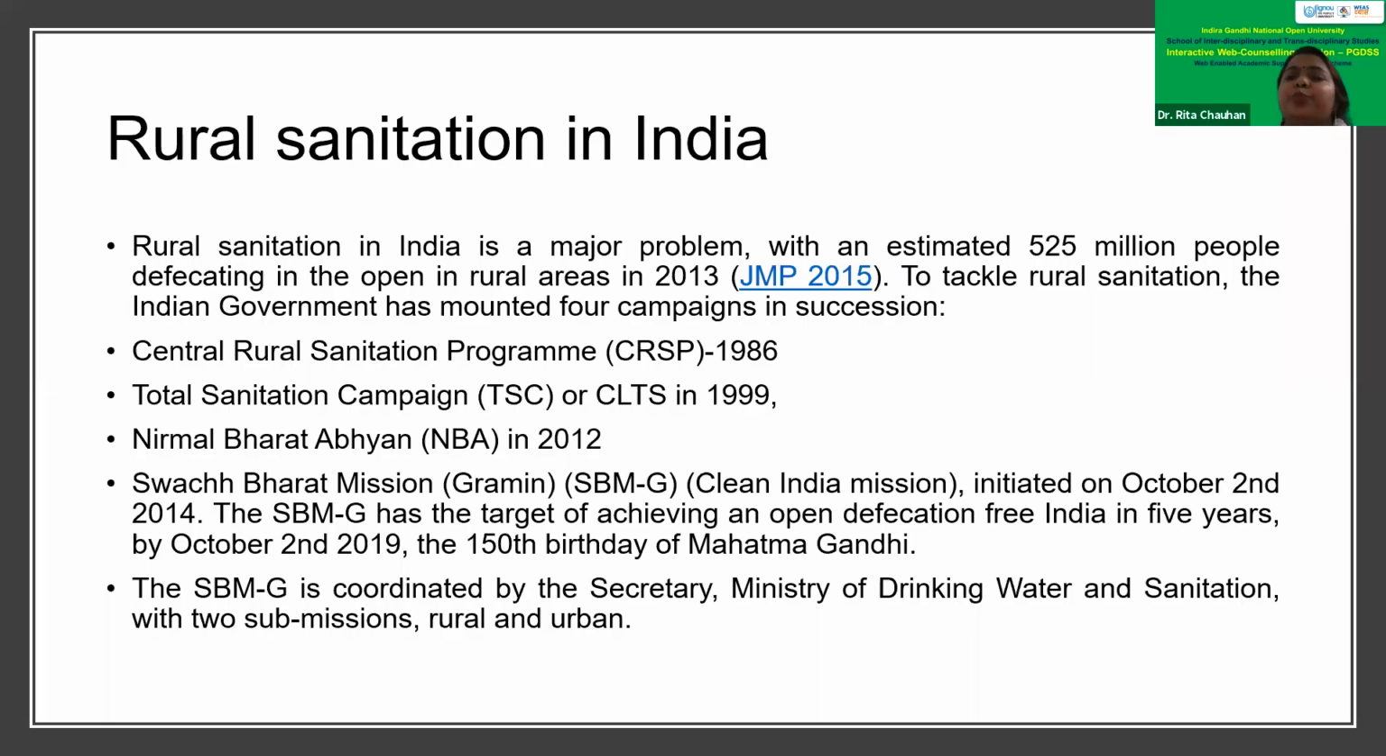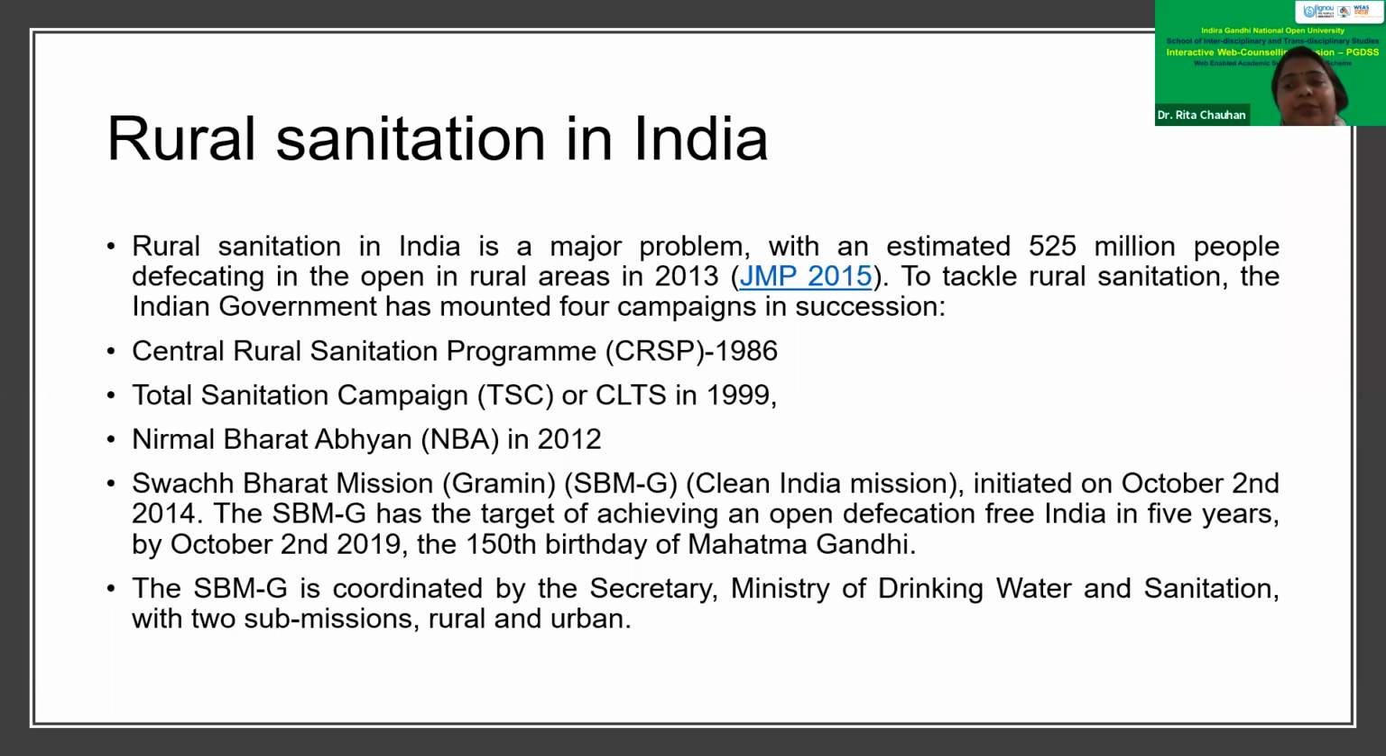Let us understand a few more things about rural sanitation. Rural sanitation was initiated in 1986 through the Central Rural Sanitation Programme, which is called CRSP. Then in 1999, we have the Total Sanitation Campaign, which is also called community-led total sanitation. Then in 2012, we have Nirmal Bharat Abhiyan. And now in 2014, we have Swachh Bharat Mission.